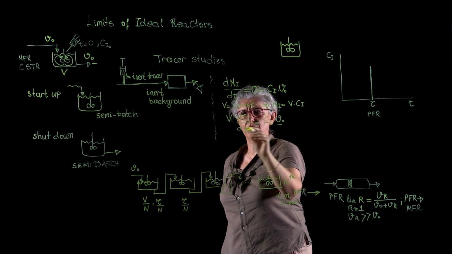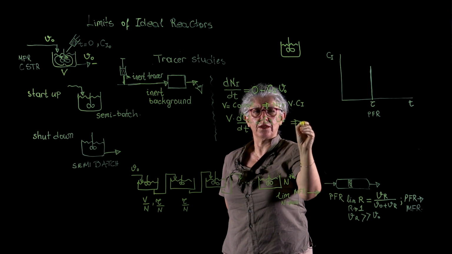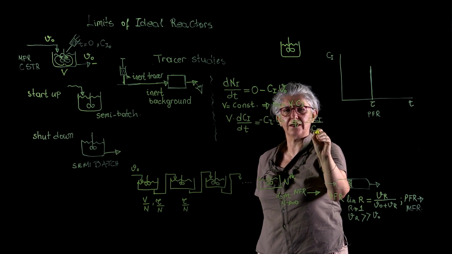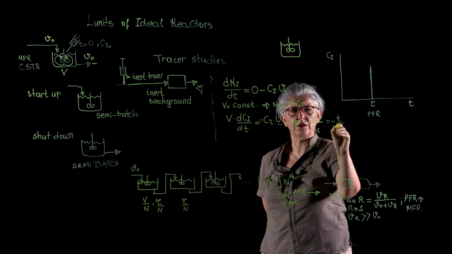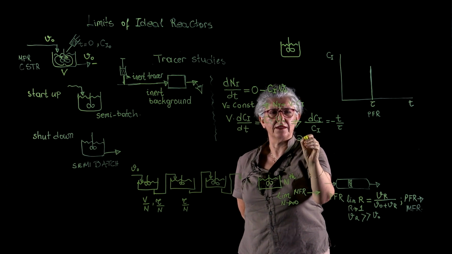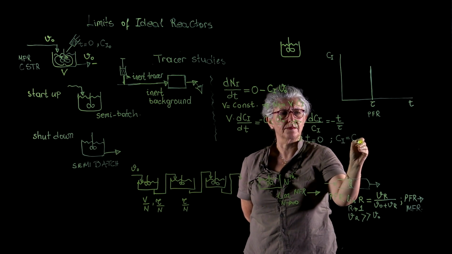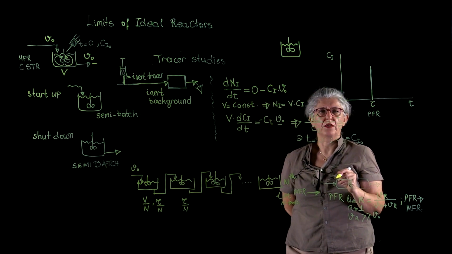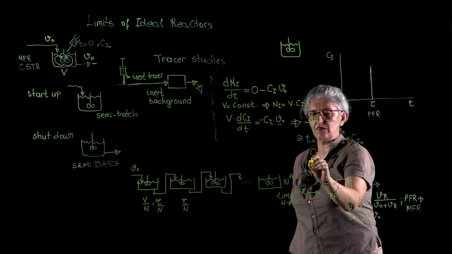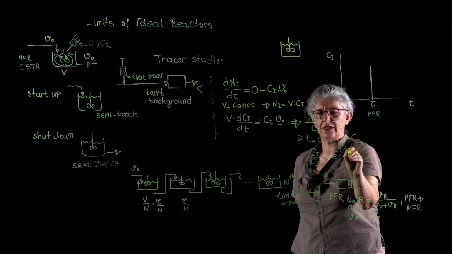We are going to take this V0 to here to make this term tau. We're going to do some rearrangement to obtain dCi over Ci is equal to minus dt over tau, with an initial condition at t equal to 0, Ci is equal to Ci0. The solution of this ordinary differential equation is Ci over Ci0 is equal to e to the minus t over tau.